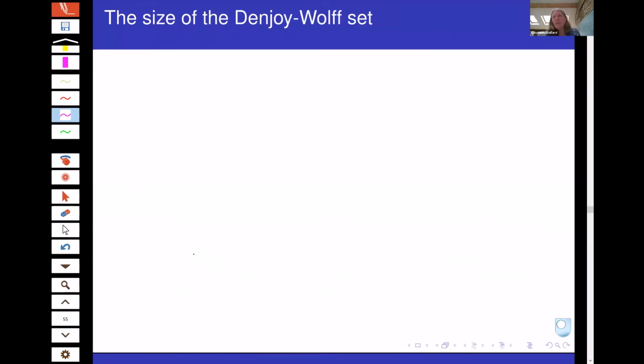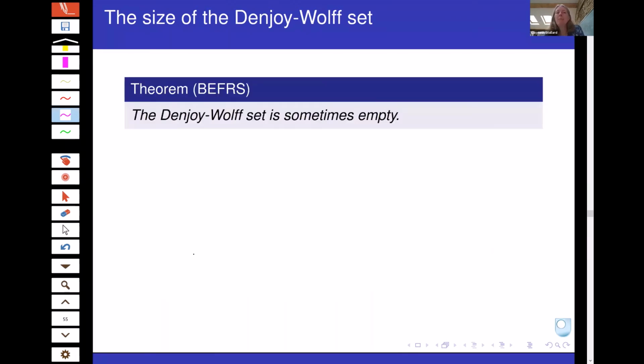Okay, so if we look at the size of the Denjoy-Wolff set, the first question is, are there always points in it? We've seen there are for iterates of self-maps of the unit disk, but actually in this general setting, it can sometimes be empty. So you can have all the interior points converging together and they're converging towards the boundary, but no boundary points have the same limiting behavior.